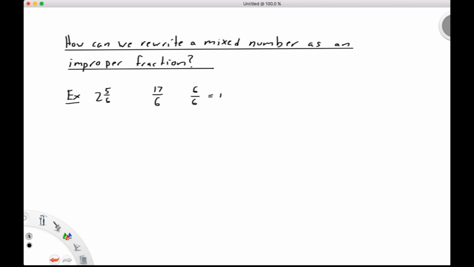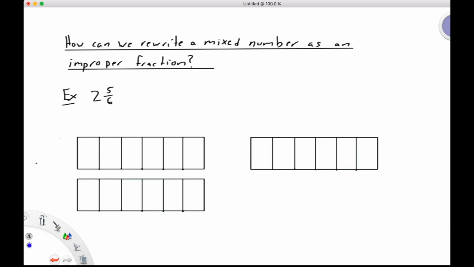But let's actually dive in a little bit here into what it really means to have 2 5/6, and I think that's going to help give us a clue of what we can do to translate this 2 5/6 from a mixed number to an improper fraction like 17/6. So when we say 2 5/6, we quite literally mean 2 wholes, as in these 2 whole rectangles. 2 wholes. Right, and I can fill these in, and I'll use green to fill each of these in.